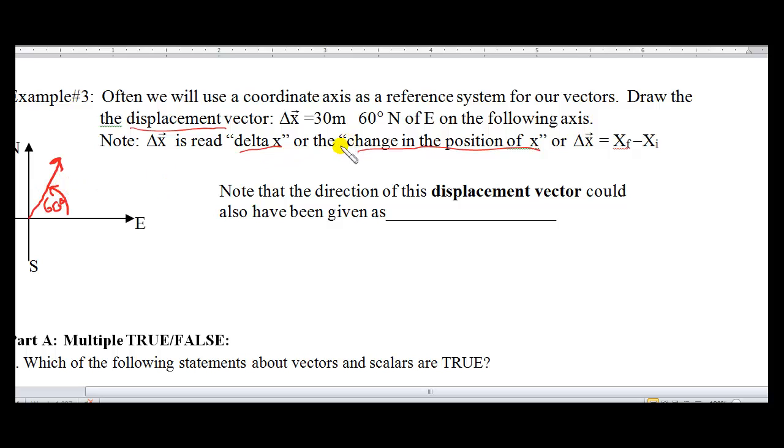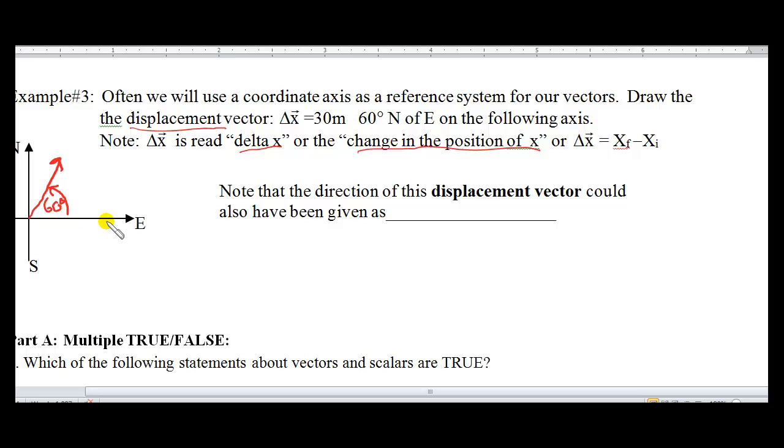Okay, so that's what we mean by 30 meters. That's the magnitude that would correspond to the length. That's the displacement. From here to here is a displacement of 30 meters. And then the direction is 60 degrees north of east.